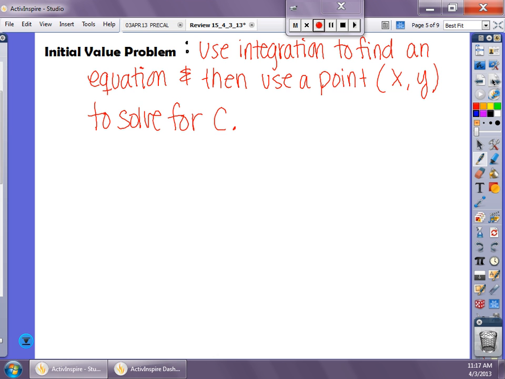Use integration to find an equation. Then use a point x, y to solve for c. So an initial value problem just adds one little step to a process. It adds one step to integration. You want c to be a number, a physical value.